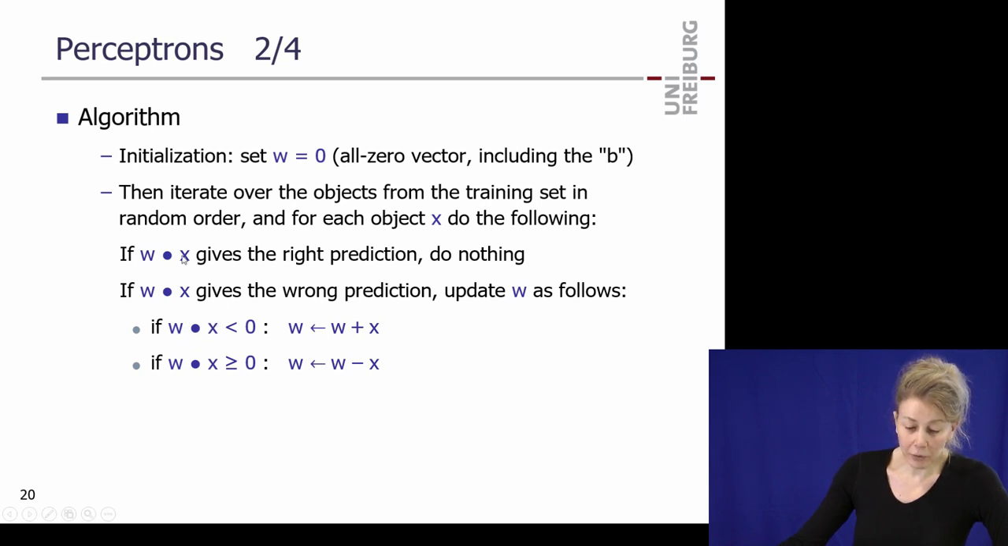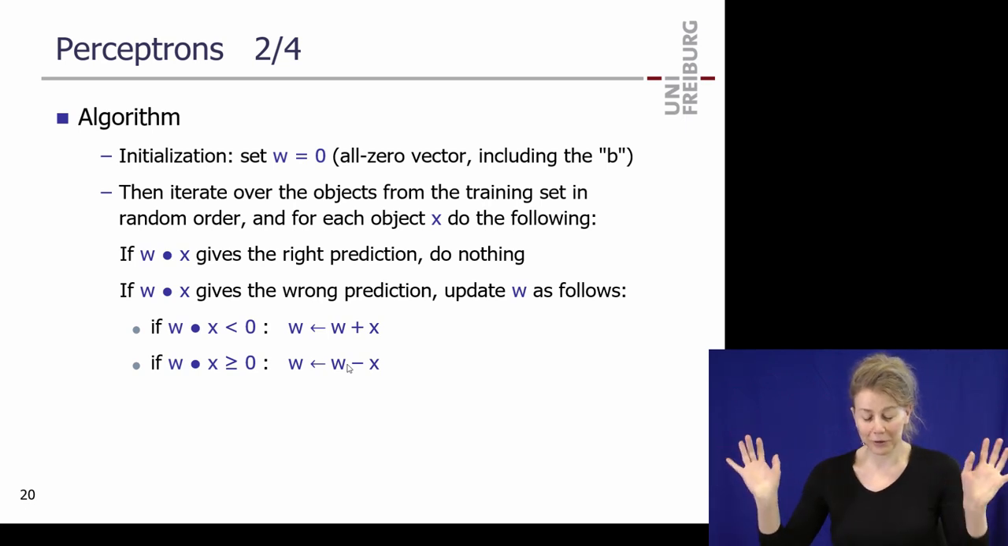If it's right, we don't do anything, we say fine, our W is fine for this point, it predicts the right thing. If it's wrong, in this way, it's negative, but it should be positive, we just add the point to the weight vector. Very strange. Why do we add the point? If it's greater or equal 0, but it should be negative, we subtract the point from the weight vector. That's it. That's the perceptron.